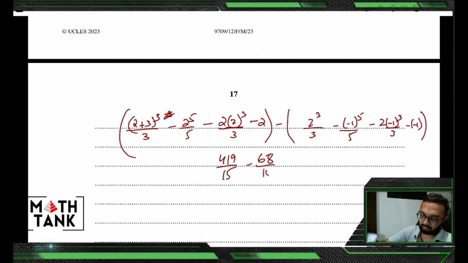So 419 over 15 minus 68 over 15, that's 23.4, and I have a pi at the end, so it's best to write it as a fraction and not as a decimal, because that's the wrong way of writing a number. 117 over 5 pi.